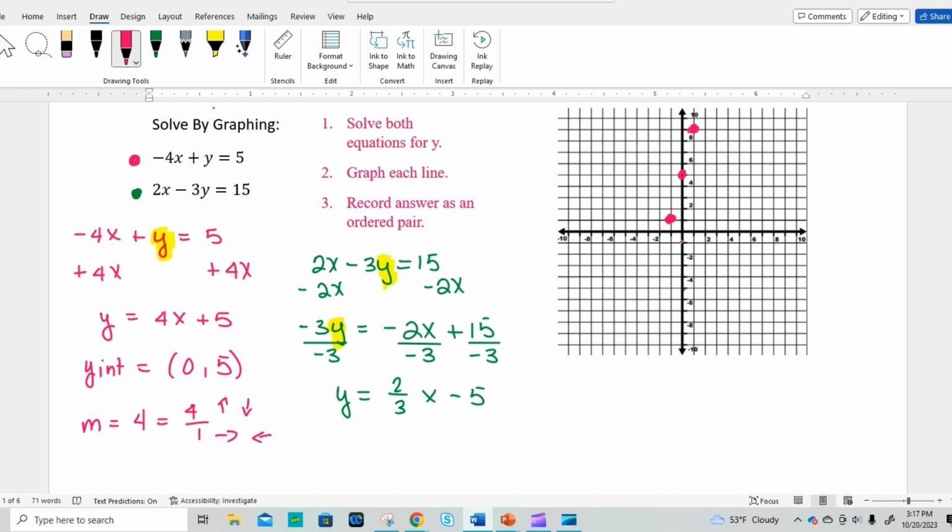Now, I'm going to continue to draw more points just because I don't know where that intersection point actually is, and I want to be able to see it very clearly. So I'm going to continue to follow my pattern, the 4 units down and 1 unit left, 4 units down, 1 unit left.